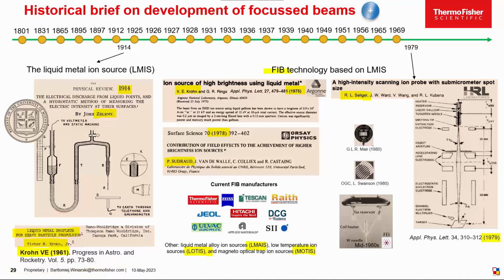Focused ion beam technology based on LMIS is dated back to the mid-1970s, where two independent groups from Argonne National Lab in the US led by Krohn and Orsay Physics in France led by Clampitt were developing compact and high-brightness liquid metal ion sources. The first work on focused ion beam microscope was out in 1979, published by Seliger and co-workers from the Hughes Research Laboratories in the US.